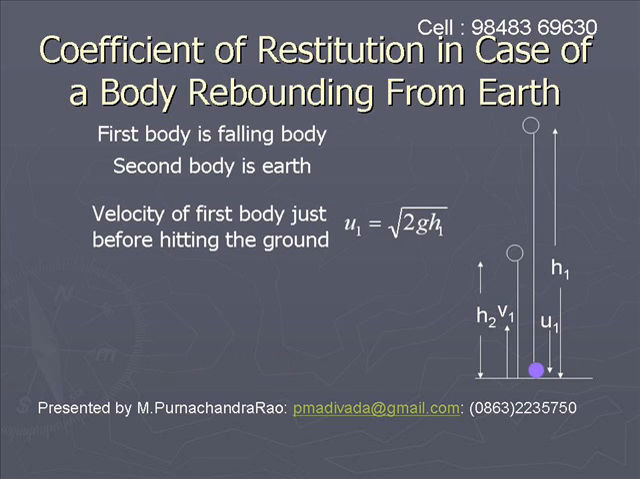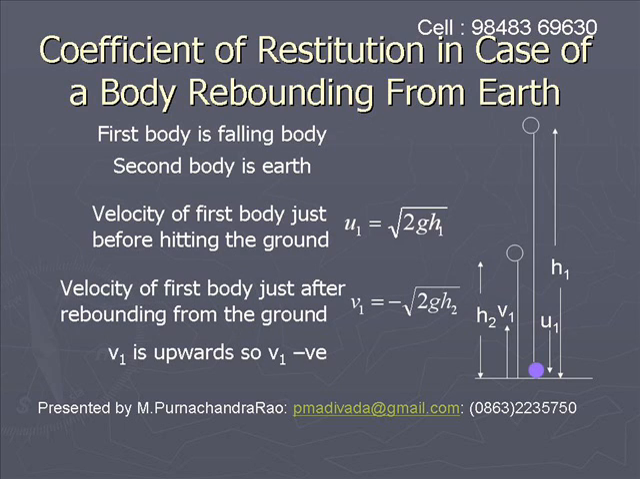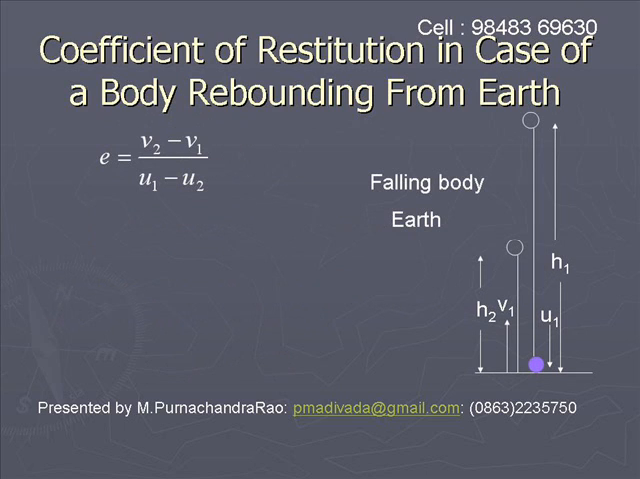We can show that u1 is equal to square root of 2gh1 and v1 is equal to minus square root of 2gh2. Because u1 is in the downward direction, let us consider downward direction as positive. Then u1 is equal to square root of 2gh1 and v1 is equal to minus square root of 2gh2.